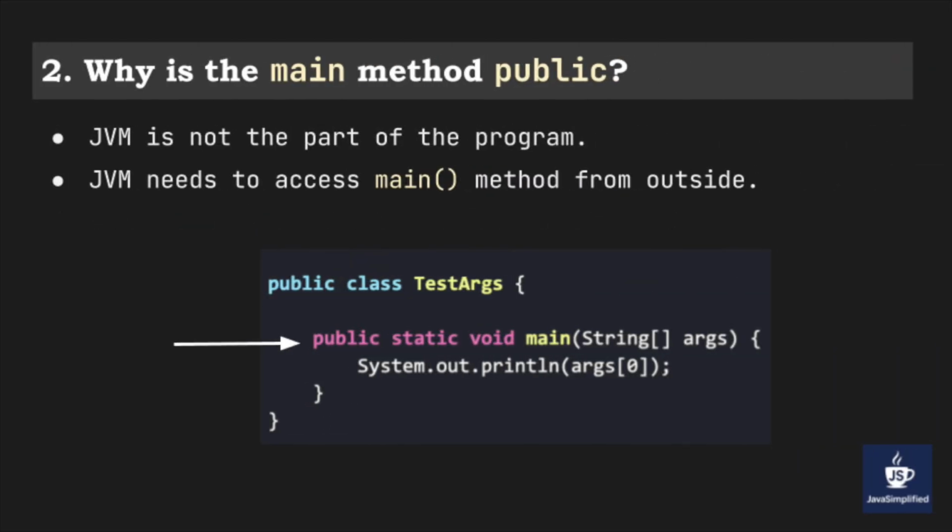The next question is, why is the main method public? The main method is public so that JVM can access it from outside of the class. As you know, the JVM is not part of your programs. To invoke the main method, it must be accessible. If main is not public, then JVM cannot call it and the program will fail to start.